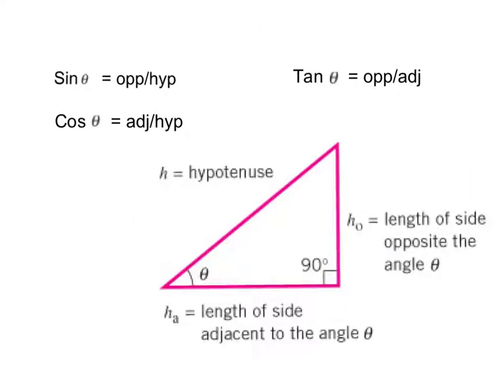Now there are 3 functions that correspond with the angle and the lengths of our sides. There's the sine function, the cosine function, and the tangent function. The sine of the angle theta is just equal to the length of the opposite side divided by the length of the hypotenuse. The cosine of the angle theta is just equal to the length of the adjacent side divided by the length of the hypotenuse. And the tangent of the angle theta is equal to the length of the opposite side divided by the length of the adjacent side.